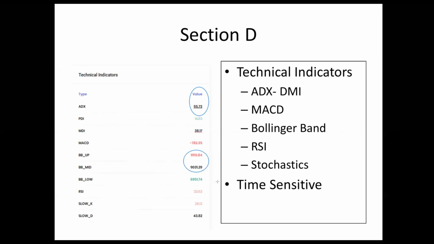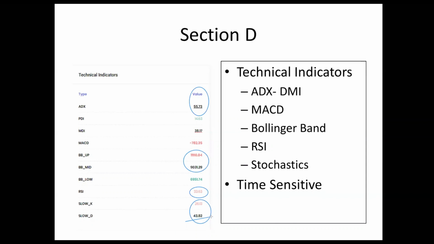And if you look at the stochastic, there seems to be a little bit of repair as far as the stochastic is concerned, because look at slow D. Slow D is at 43, whereas slow K is at 26. So this is the faster line, this is the trailing line. So the faster line has gone and reached 26, that is deep oversold, and now we have to await some reversal.